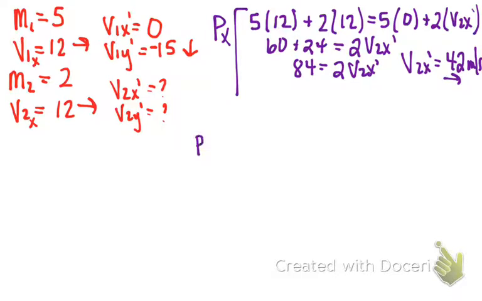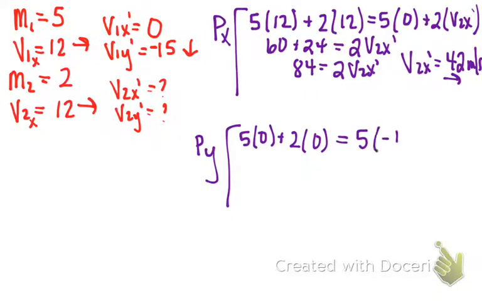Alright, now let's look at momentum in the y direction. Both of our objects have no initial velocity in the y direction, so they're both going to get zeros here. Our first object moves 15 meters per second south, so we have to include that negative. And we're solving for V sub 2y prime.